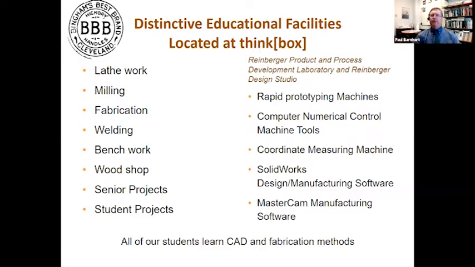There is more advanced equipment in what we call the Reinberg Product and Process Development Laboratory. There are rapid prototyping machines, things like 3D printers. We have laser cutters. We have some of the finest and most recent machining capability that's non-standard. We have computer numerically controlled machine tools, and it takes more training to be able to use those properly. And we do offer that training in a course, which is an elective in our department. You can learn how to use CNC machines.